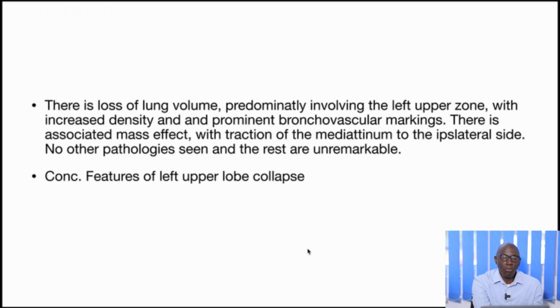Yes, a quick report on one of these could say there is loss of volume, predominantly involving the left upper zone, with increased density and prominent bronchovascular markings. There is associated mass effect and traction of the mediastinum to the ipsilateral side. No other pathology. Then you conclude features of left upper lobe collapse. So that would constitute your report.